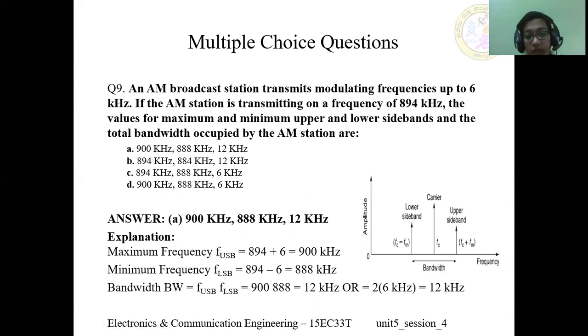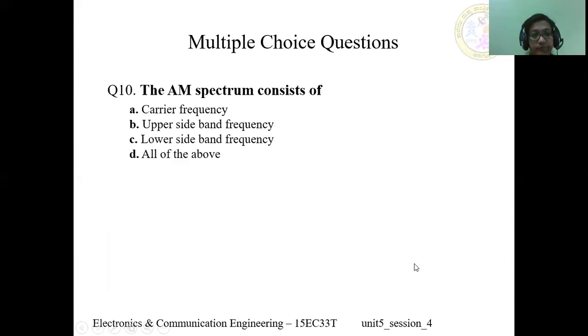So from this, we got this expression: the carrier frequency, lower sideband frequency, and upper sideband frequency. The bandwidth is the upper sideband minus the lower sideband. Question number 10. The AM spectrum consists of A, carrier frequency, B, upper sideband frequency, C, lower sideband frequency, D, all of the above. Answer is D, all of the above.